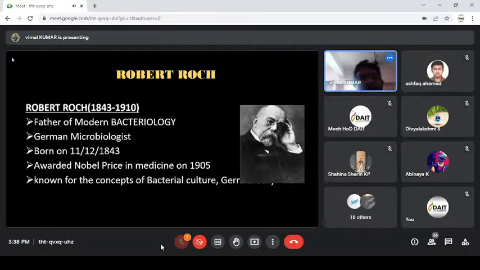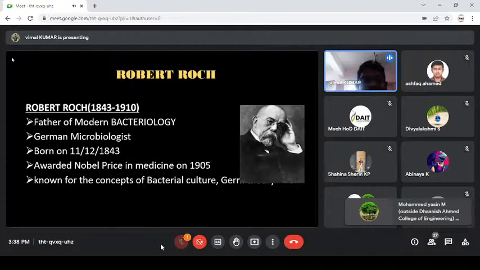Now we will be seeing some of the inventors who played a vital role on this science day. That is Robert Koch, born in the year 1843 and died in the year 1910. He is the father of modern bacteriology. I will be discussing some of the inventors connected with scientific related terms and also some computer science related things. He is a German microbiologist. He was born on 11/12/1843, and he was awarded the Nobel Prize in Medicine in the year 1905. Robert Koch is known for the concepts of bacterial culture.